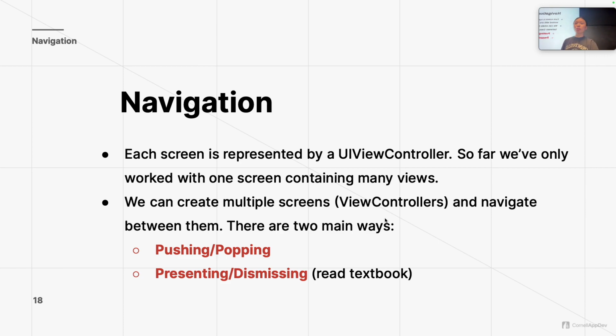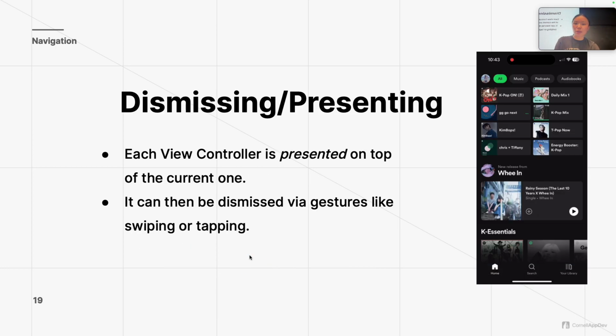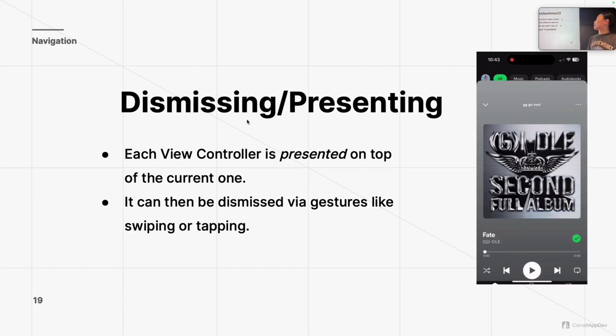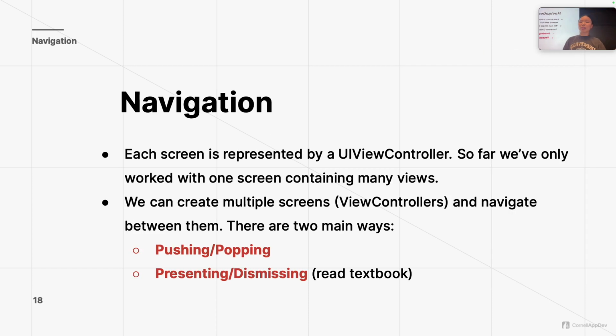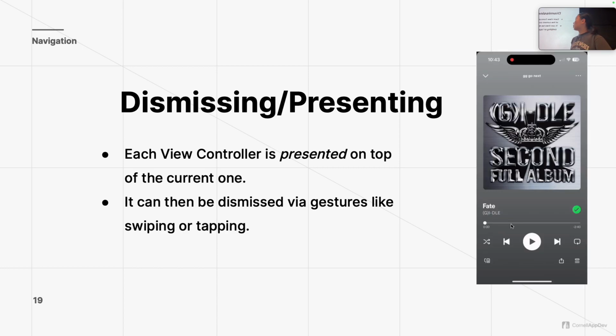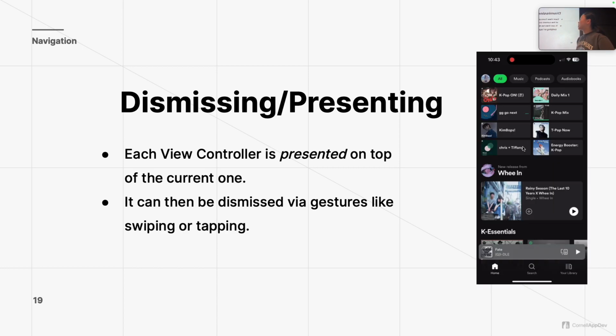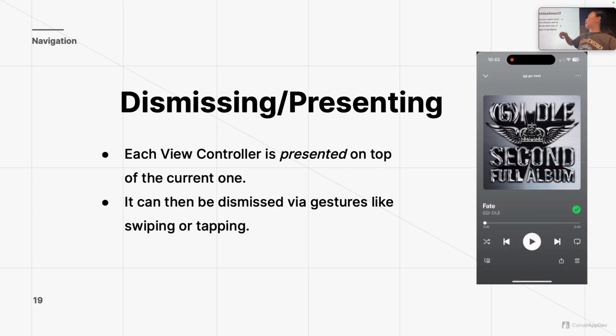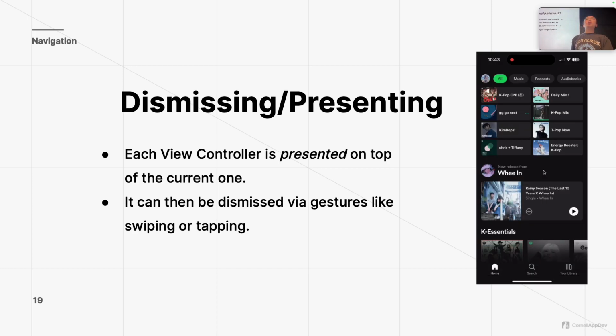There are two main ways: pushing and popping is the first way, and presenting and dismissing is the second way. I don't think those make sense without a demonstration. The bulk of the demo will be about pushing and popping a screen, and I'll cover really quickly what presenting and dismissing looks like for your understanding. This is the gesture for presenting and dismissing. When it comes up, it's being presented, and when it fades out when you swipe down, it's being dismissed. Does that make sense?